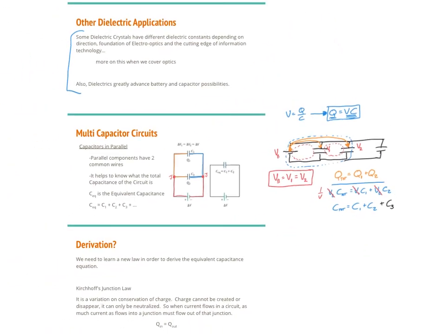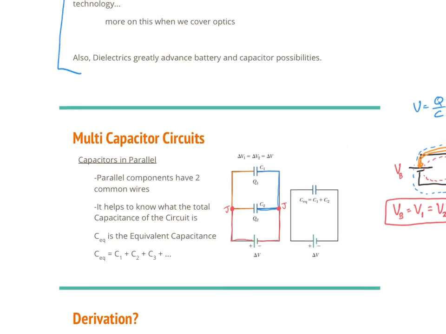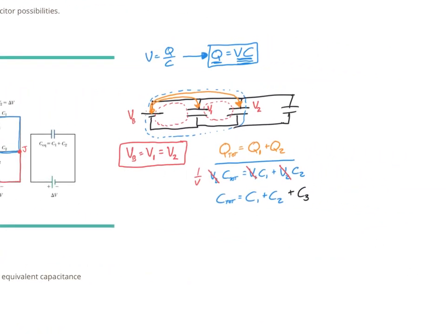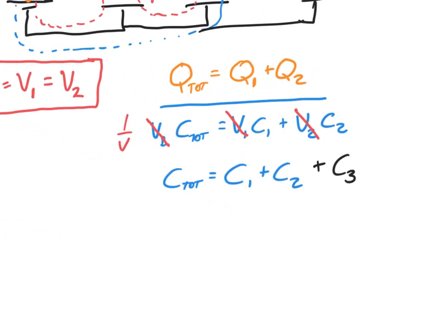This configuration is called the capacitors being in parallel. As such, this is the equivalent capacitance for capacitors in parallel.